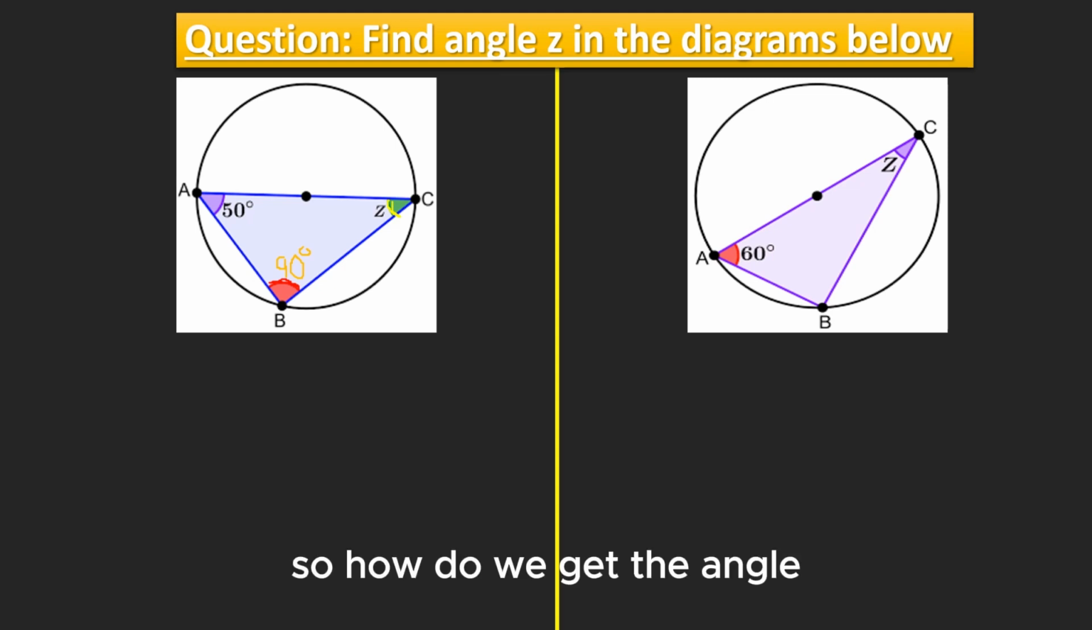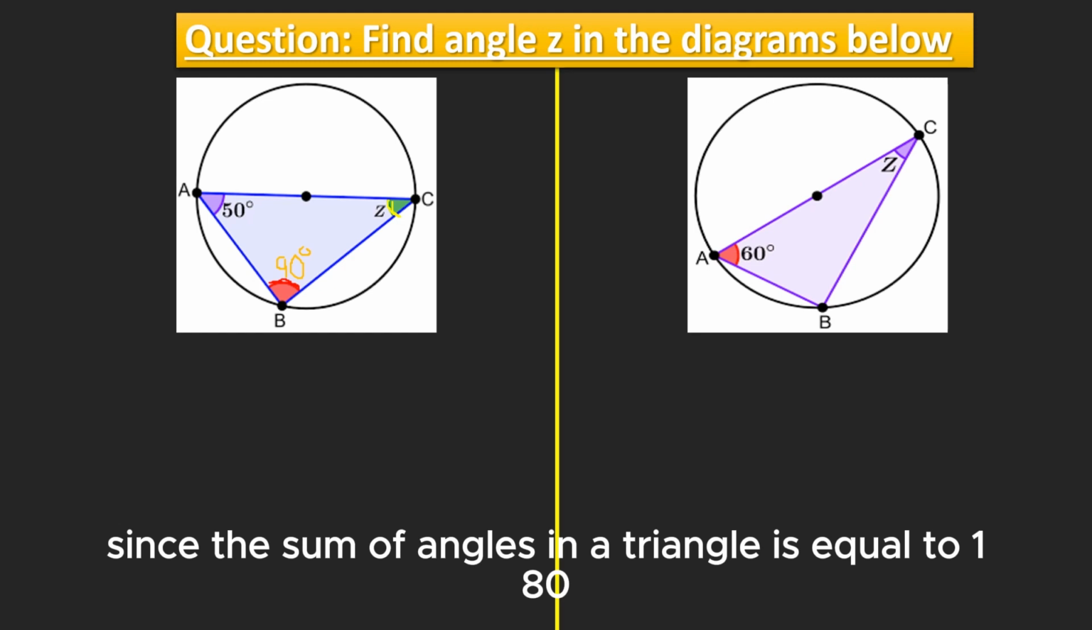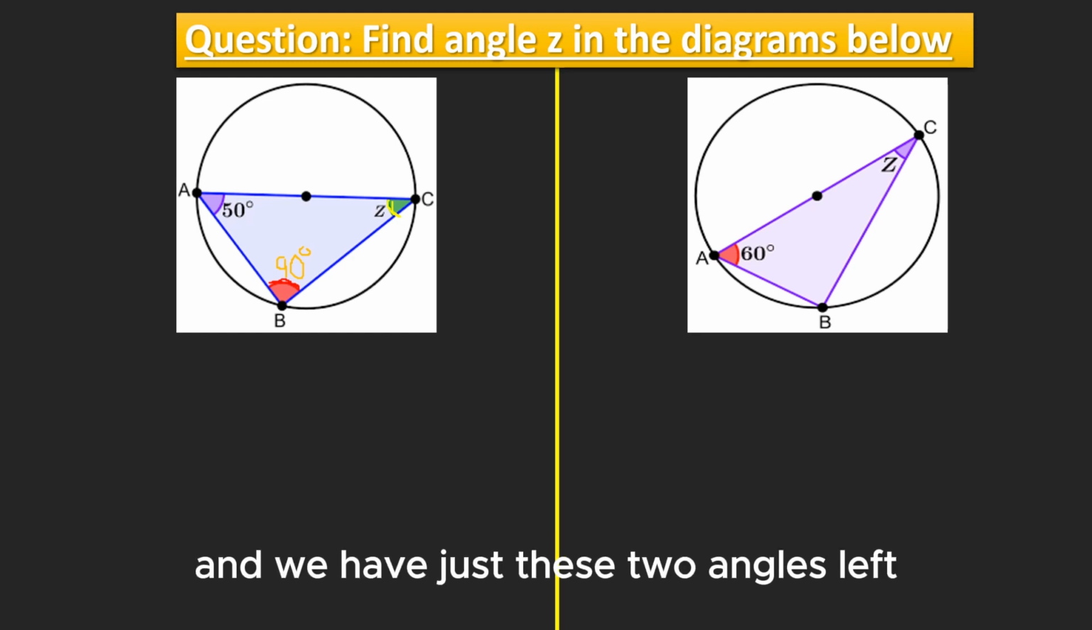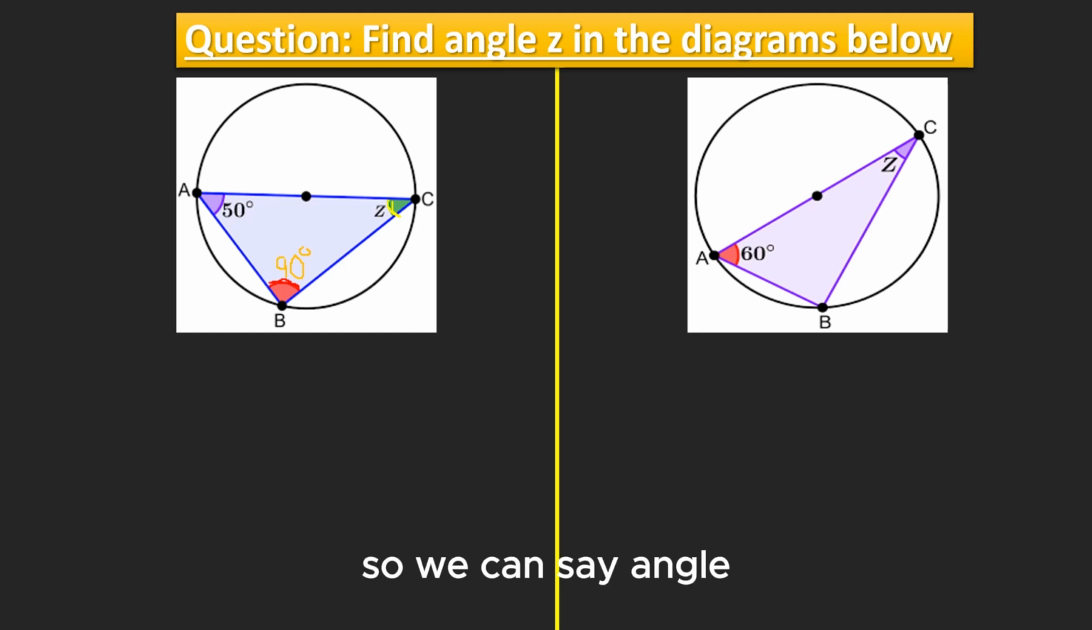So how do we get the angle? Since the sum of angles in a triangle is equal to 180, and we have just these two angles left, we can say angle BAC plus angle BCA is equal to 90 degrees.